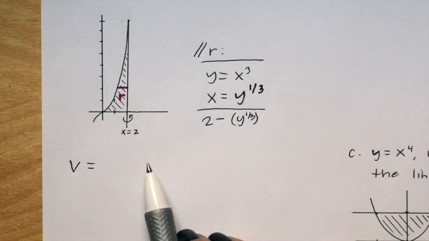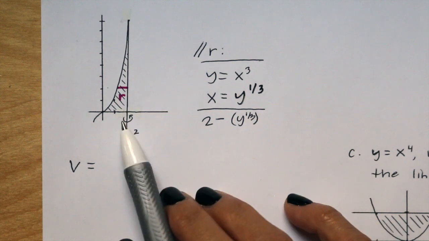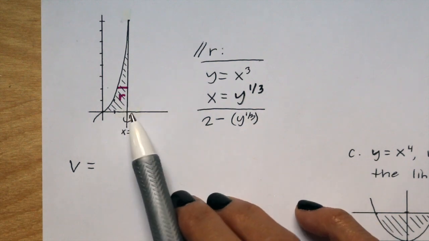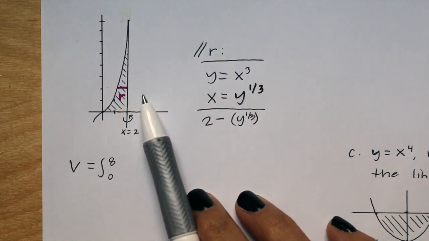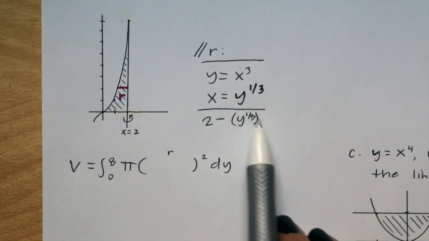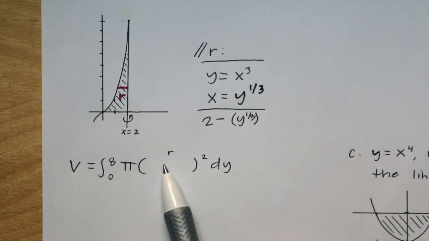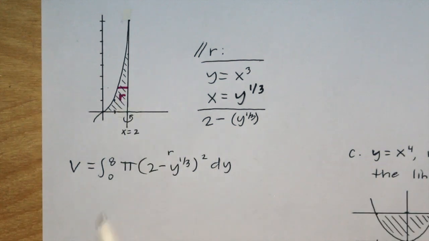Next, because this is a dy problem, you want to look at the shaded region and look in the y direction where the shaded region exists. So it exists from 0 all the way up to 8. This is the disk method, so we're going to do pi r squared for our formula. And again, we already noted that this is a dy problem. R is this expression right here, so we're going to plug that in. And here's our setup when we rotate this shaded region around the line x equals 2.